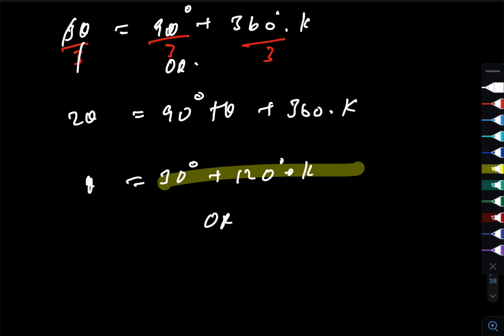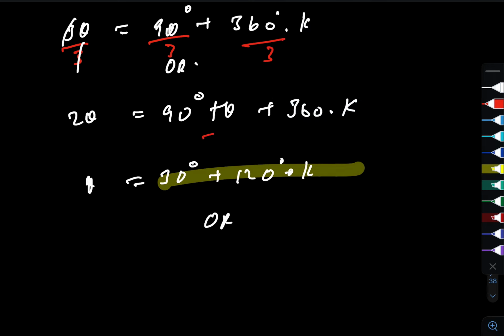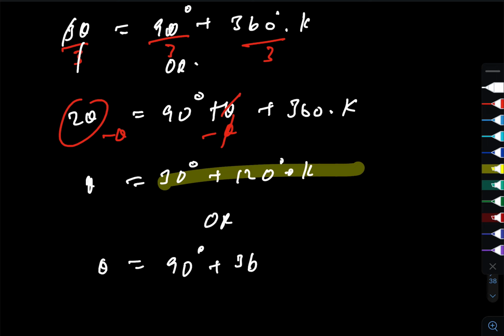But what about this one? Now for this one I need to basically subtract theta from both sides first. That theta and theta will cancel. Here on the left I'm going to have theta. So theta for that one is going to be simply 90 degrees plus 360 times k. And then I'm done.